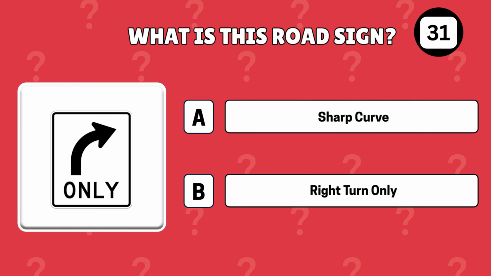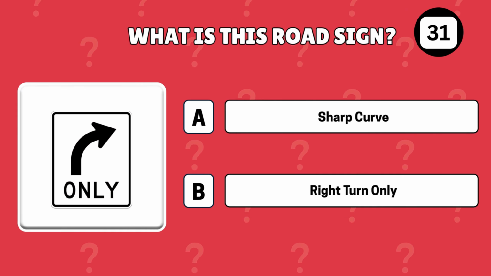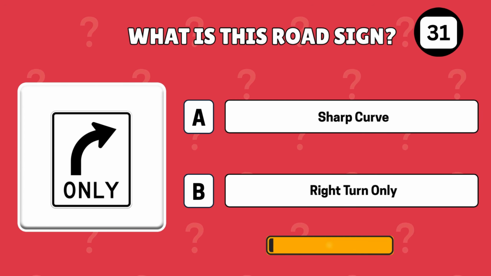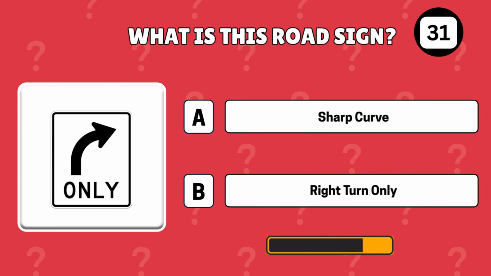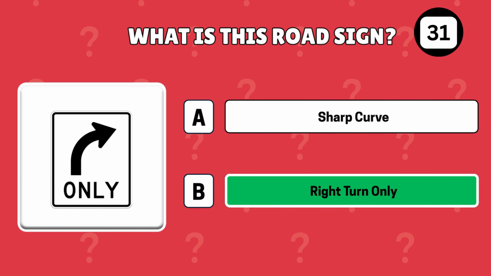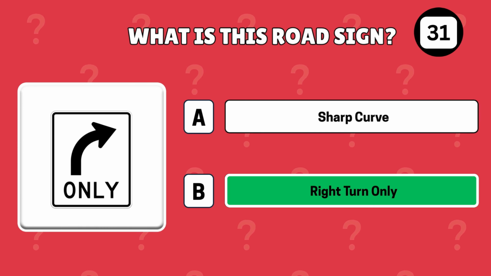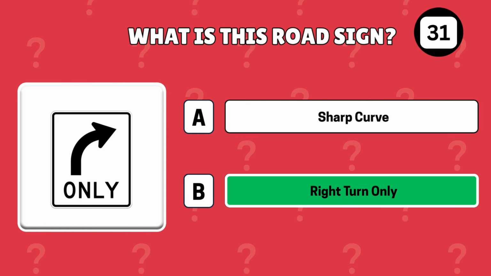What is this road sign? A. Sharp curve. B. Right turn only. That's correct. This is the right turn only sign.